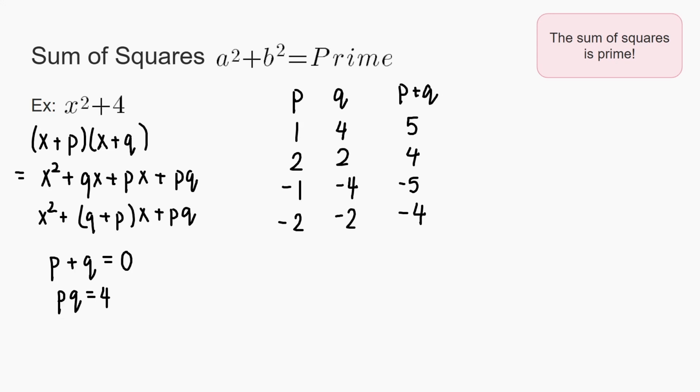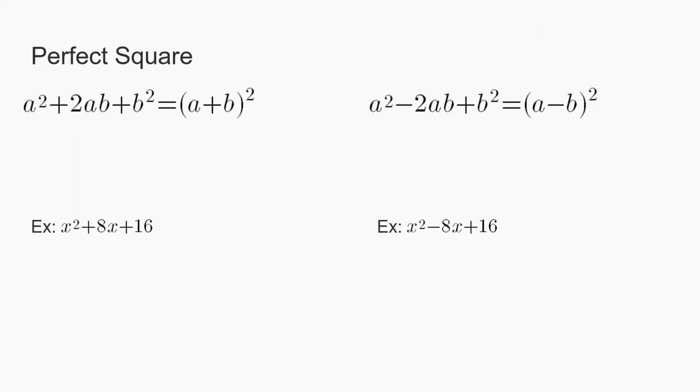The reason for this is that when we have the sum of squares, this number will always be positive, which means you have two positive numbers or two negative numbers. If you add up two positive numbers, it won't get to 0, and if you add up two negative numbers, it also won't get to 0. For that reason, the sum of squares, a squared plus b squared, will always be prime.